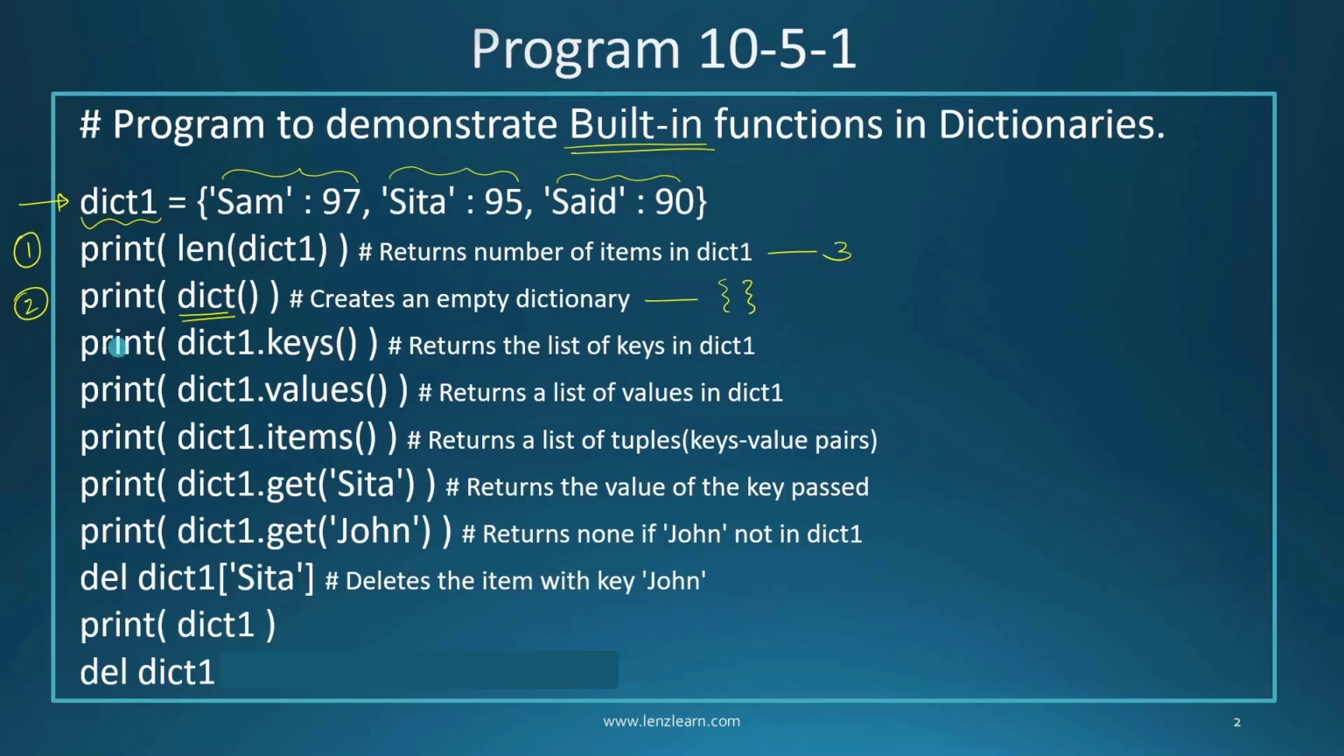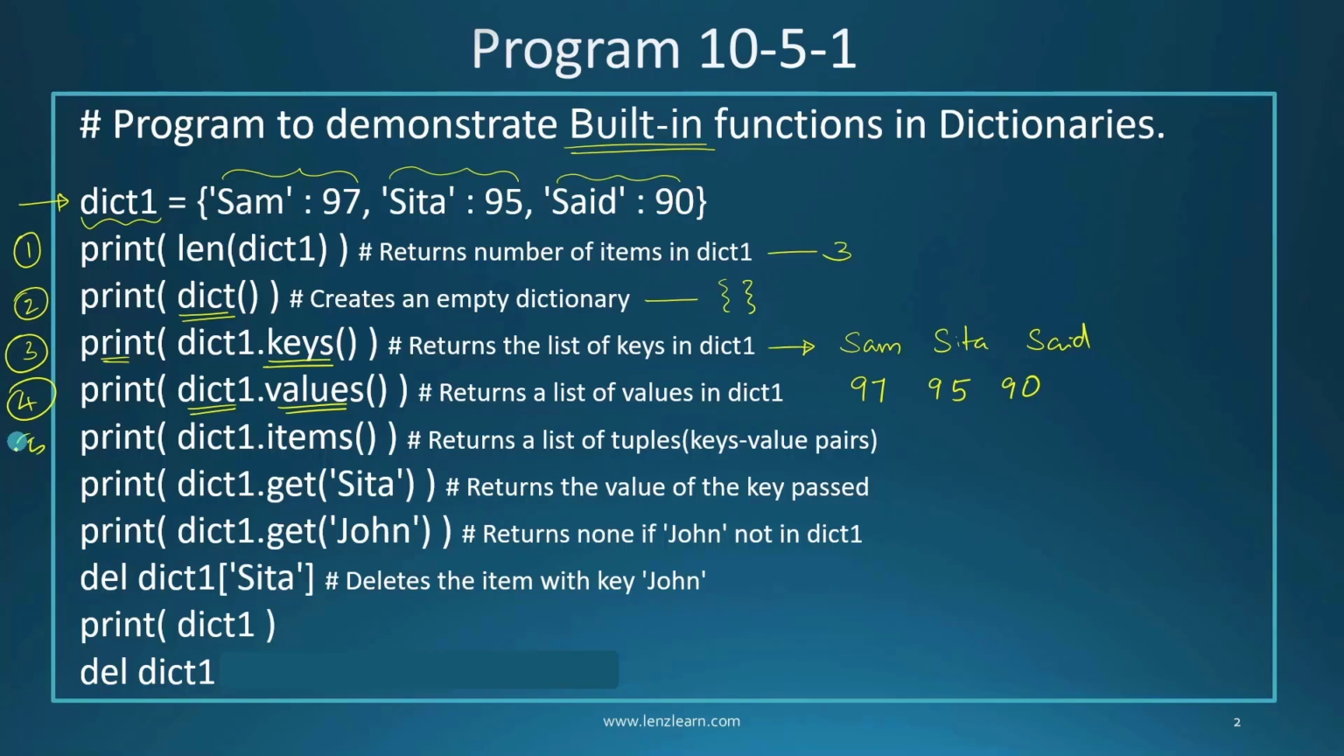Now in the next 3 print statements, I am calling built-in functions with dict1: keys, values and items. By seeing the name itself, you can clearly understand what it does. dict1.keys will extract only the key elements from dict1, so it will extract Sam, Sita and Said. Now in the next print statement, I am trying to extract only the values from dict1. So here the values will be printed out: 97, 95 and 90.